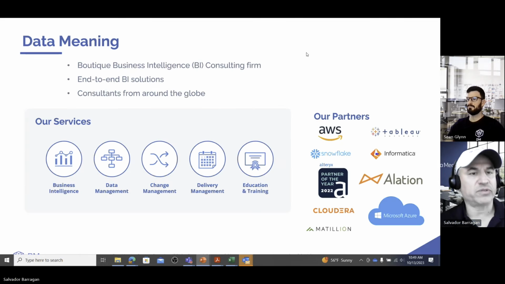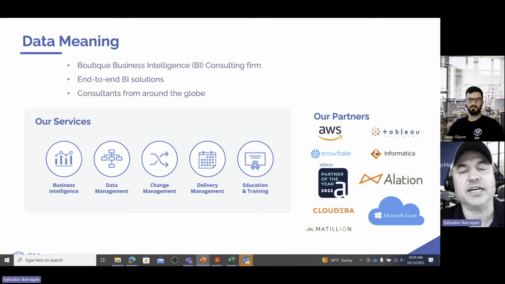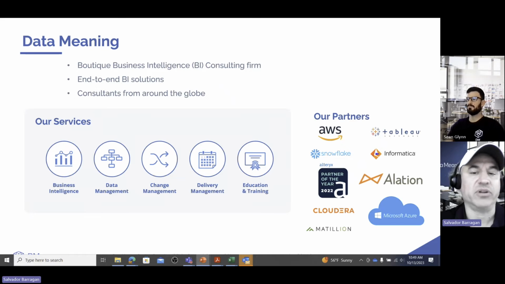So let's start off with who Data Meeting is. Data Meeting is a small boutique business intelligence consulting firm. It provides end-to-end BI solutions. It has consultants around the globe. We have consultants in Brazil, India, the United States. We have a large footprint both in the United States and the LATAM markets.